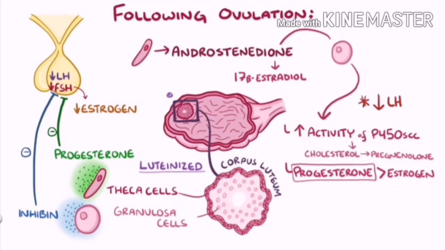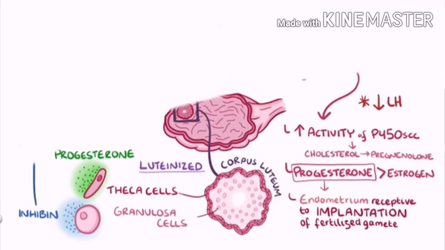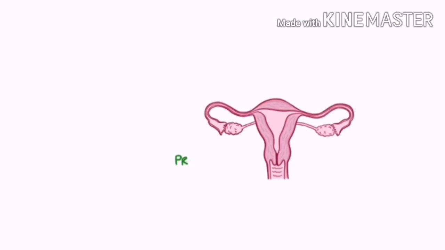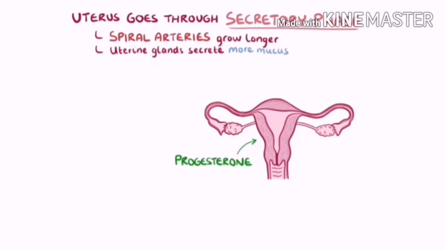Together with the decreased level of estrogen, the rising progesterone level signals that ovulation has occurred and helps make the endometrium receptive to the implantation of a fertilized gamete. Under the influence of progesterone, the uterus enters into the secretory phase of the endometrial cycle. During this time, spiral arteries continue to grow and the uterine glands begin to secrete more mucus.